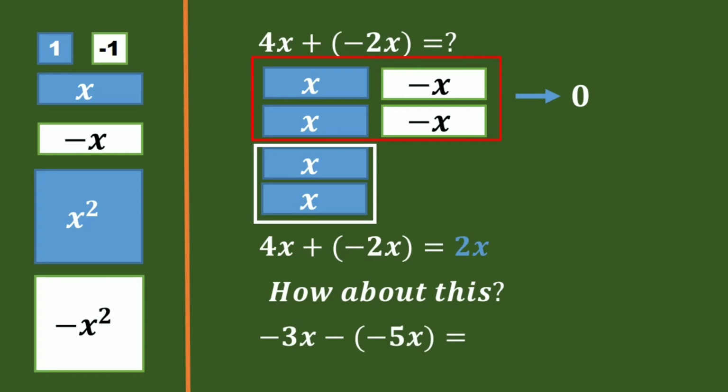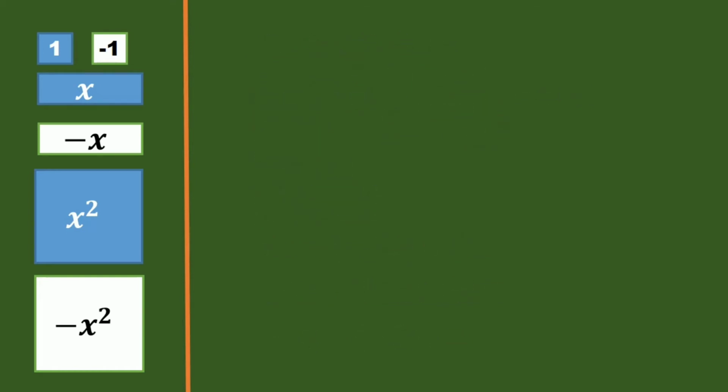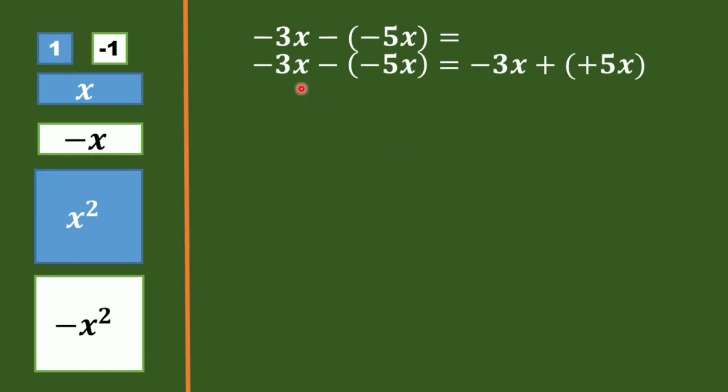So how about this one? Negative 3x minus negative 5x. We are now in subtraction. We are applying the rule for the subtraction of integers. Just change the sign of the subtrahend. This is the subtrahend, and this one is the minuend. Our rule here is we are going to change the sign of the subtrahend and then add this to the minuend. So this time we are really applying addition.